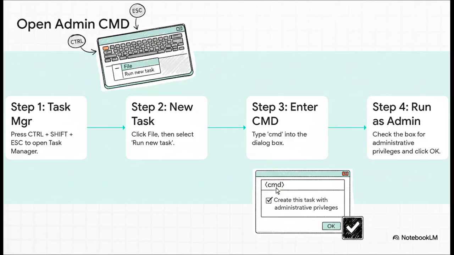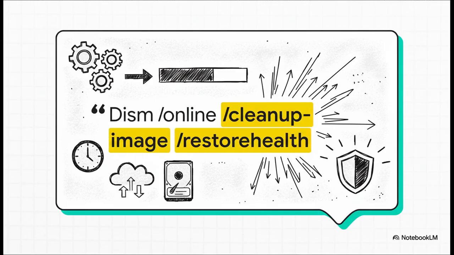Since your Start menu isn't working, let's bring up the Task Manager again with Ctrl plus Shift plus Esc. At the top, click on File, then Run New Task. In the little box that appears, type CMD. And here's the most important part. Make sure you check that little box that says Create this task with administrative privileges before you click OK. All right, in that black command window, our first command is DISM.